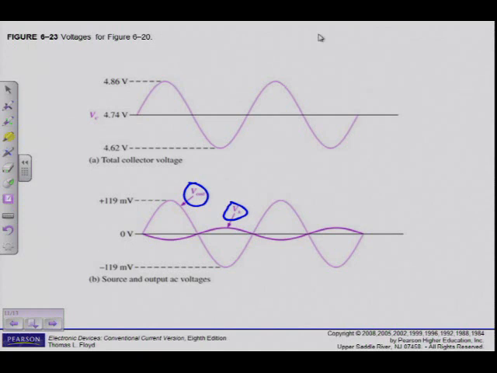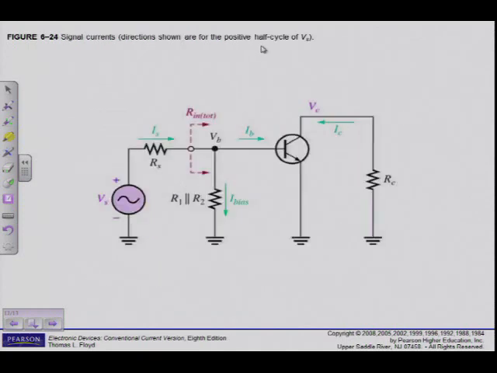Then just the last few things, the current gain. You can underline the first sentence there. The current gain from base to collector is IC over IB, or we use beta AC. If we don't have beta AC, we use beta DC. That's the current gain. Okay?